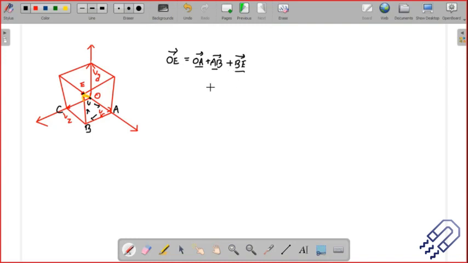But then we have to understand that if we consider this component of the vector, it makes certain angles with the vector.